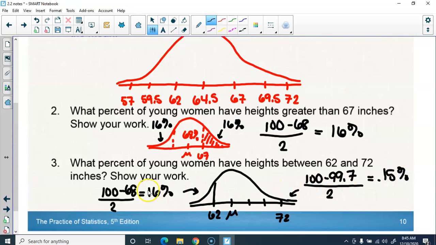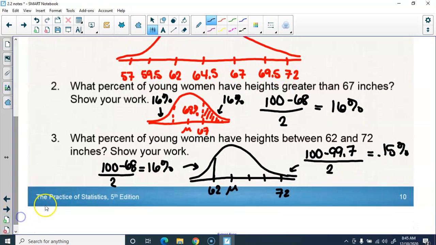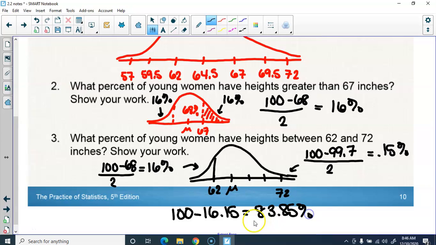So if I know that 16.5% are in the tails, then in the middle is going to be the 83.5%. 0.85% between 62 and 72. So that's generally how I work on those questions, is I work backwards, like from each piece, each tail, or in between, depending on what's easier.